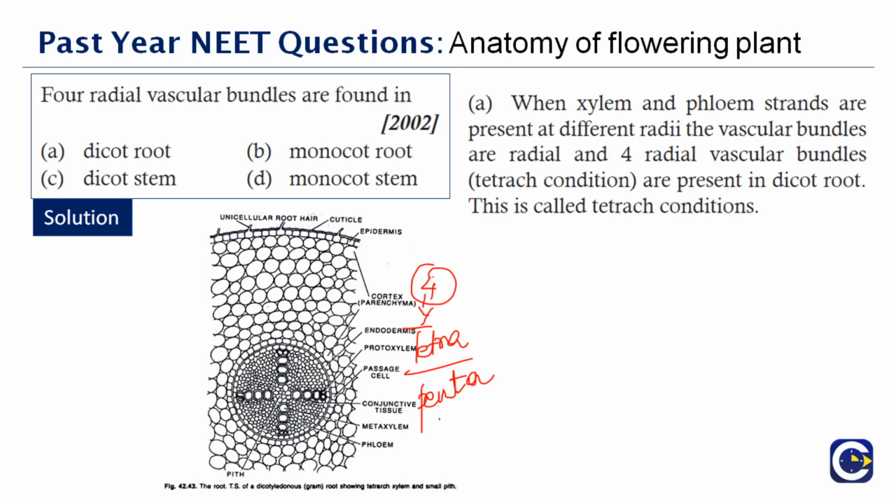And you also have a diagram which shows the dicot root system. You have the epidermis, cortex, endodermis, protoxylem, which is very important, passage cell, conjunctive tissue, metaxylem, phloem. The xylem will be the inner part and phloem will be present outside. Xylem helps in the transport of water, while phloem helps in the transport of nutrients and other minerals which are required for the survival of the plant.